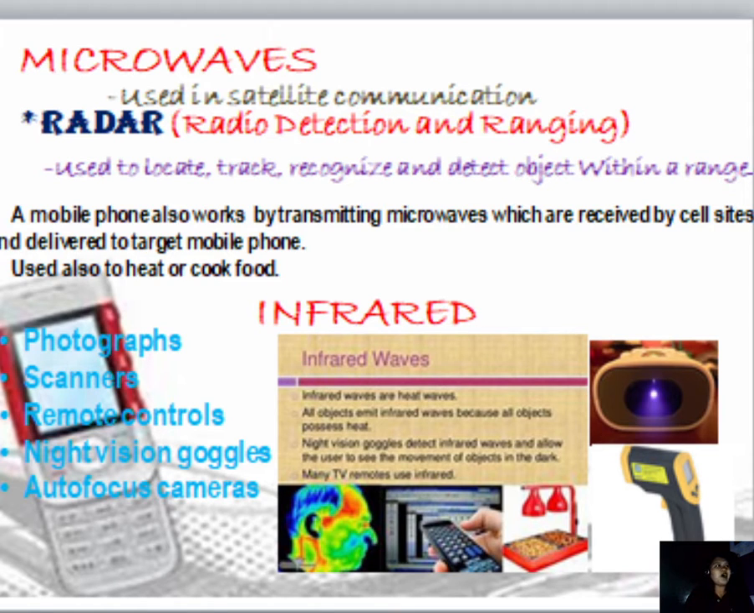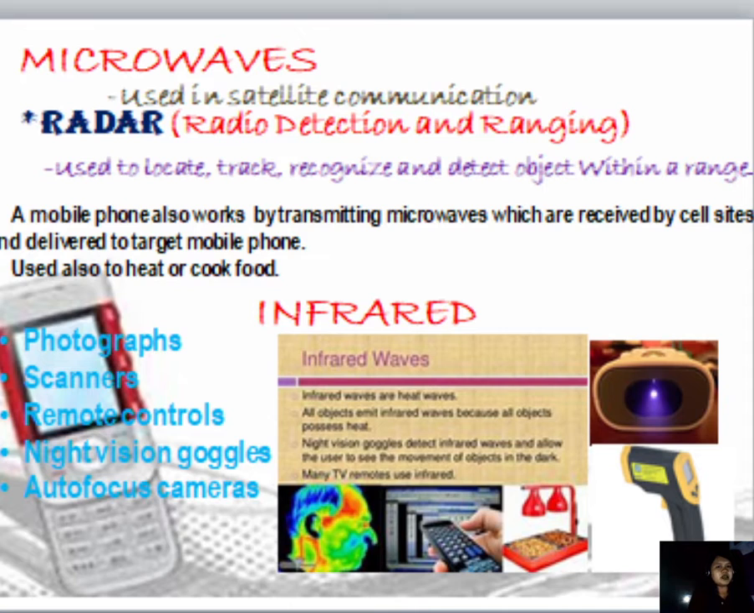Next, microwaves. The mobile phone also uses microwaves, wherein it works by transmitting microwave waves which are received by cell sites and delivered to the target mobile phone. Kaya tayo nakaka-receive ng text messages at the same time ng call. Without these microwaves, wala rin yung mga cellphones na yan. Walang signals, walang Globe, walang Smart.